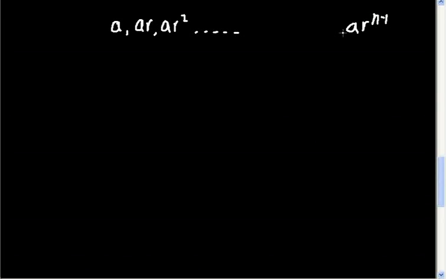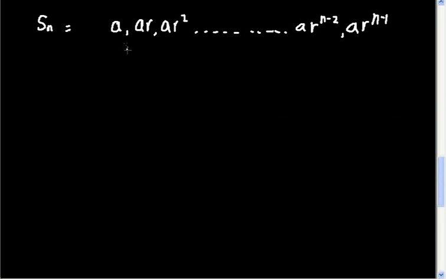So the last term is A times R to the power of n minus 1, and the one before the last term would be A times R to the n minus 2. And you have everything else in between. So let's say you are going to do this manually. The sum of terms up to the nth term would be this if you wanted to do this manually.